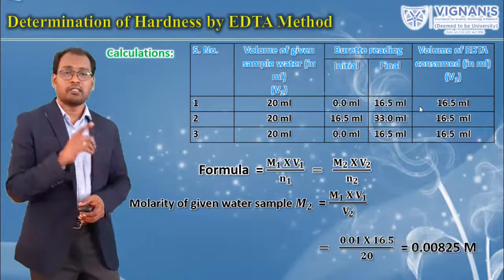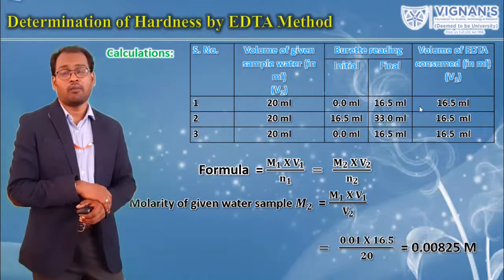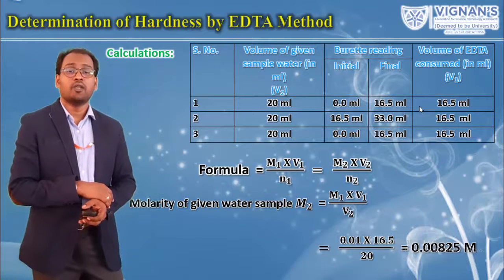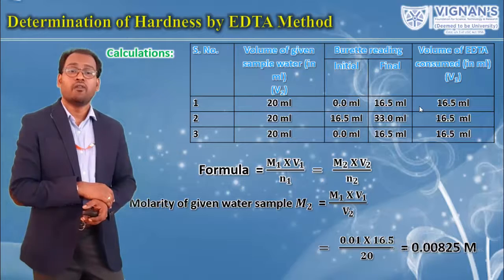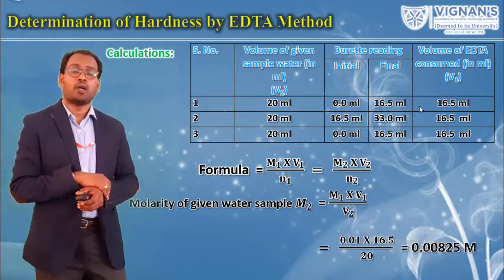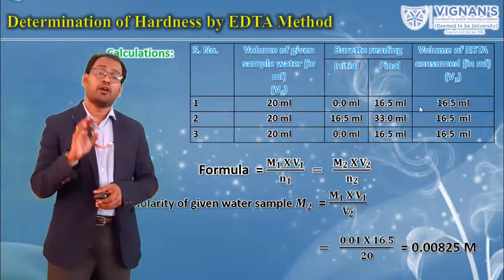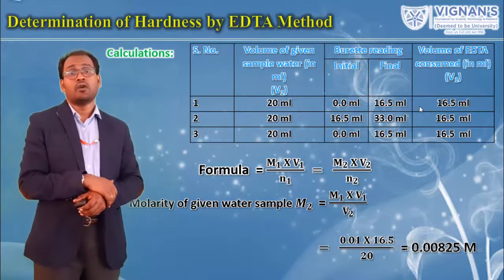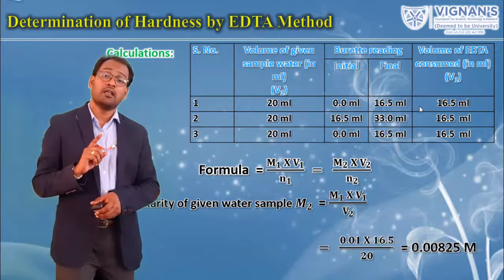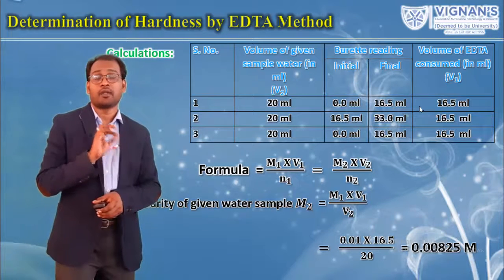Right? For example, you take 20 ml, and you titrate, and the volume came around 16.5 ml. You substitute all these things, and you will end up with a molarity of 0.00825 molar of the water sample. Using this equation, you calculated the molarity of this sample. As I said at the start, hardness is usually represented in ppm or milligrams per liter of calcium carbonate.